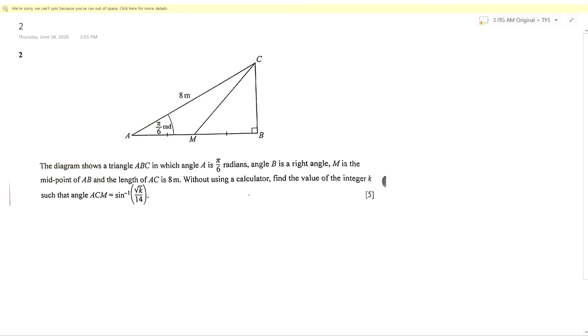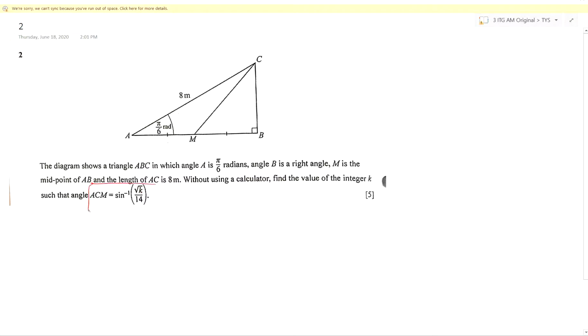We will be going through 2011 A-Maths 10-year series, paper 1, question 2. In this question, they've given us one angle. They tell us also that B is a right angle, M is the midpoint of AB, and the length of AC is 8 meters. So we are supposed to show that angle ACM is sine inverse root k over 14.